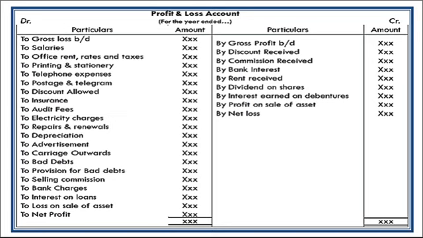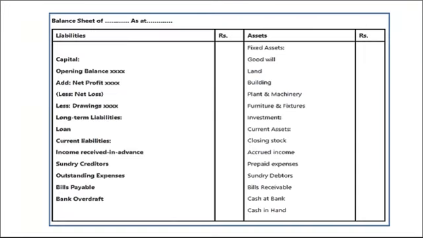See, we need to go through the format carefully: the trading account format and the profit and loss account format. Finally, the balance sheet. See, this is the balance sheet format. In the balance sheet, on the left hand side we present liabilities, and on the right hand side assets.